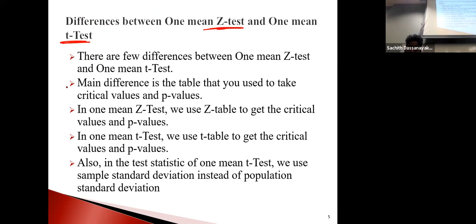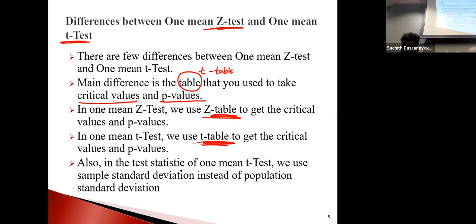Still, you can use critical value approach or p-value approach, but the table is different. Here you have to use the T table. That's it. Okay. One mean Z test, same thing. See, we use the Z table, but here we use the T table. Either critical value approach or p-value approach, doesn't matter. You have to use the T table.